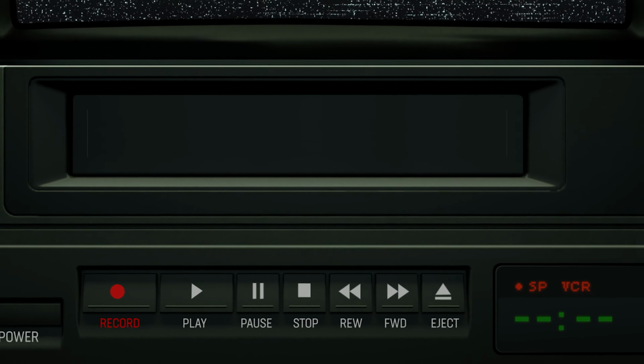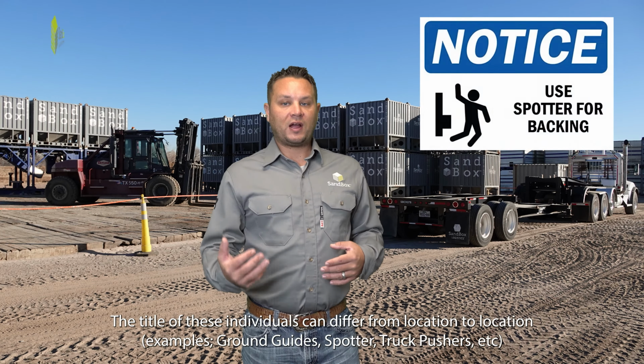In today's training, we're going to be talking about ground guides. Now, what is a ground guide and when are they used? Well, when a piece of equipment or a truck is moving around a specific area, sometimes ground guides will be used to guide that piece of equipment or truck into place safely.